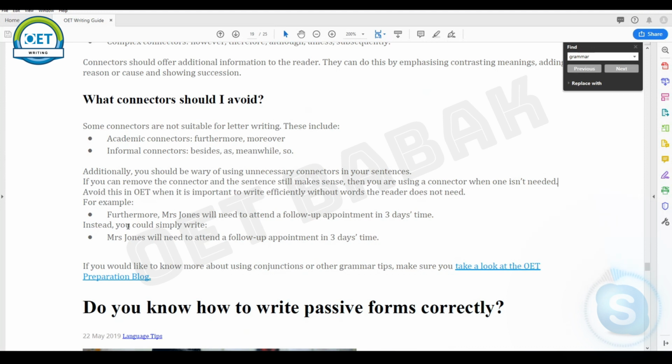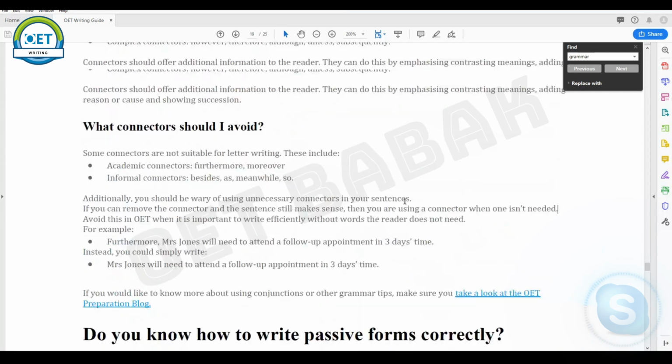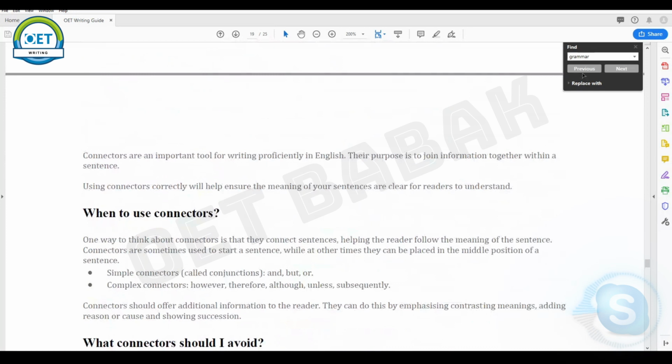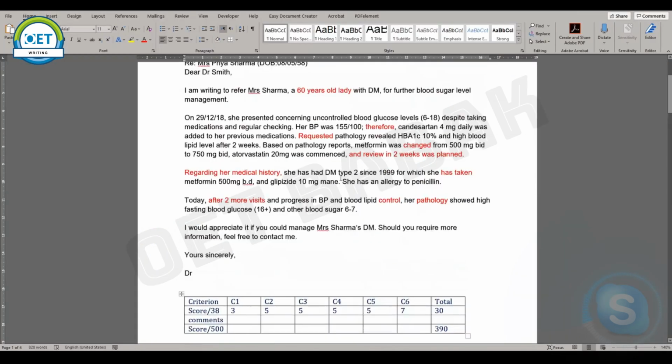need. For example, furthermore, Mrs. Jones will need to attend a follow-up appointment. Just simply write Mrs. Jones will need to attend. Okay, that completely makes sense. This is in the OET website. So that is our reference. And basically these 2 weeks was planned after 2 visits, and all of these we don't actually need.